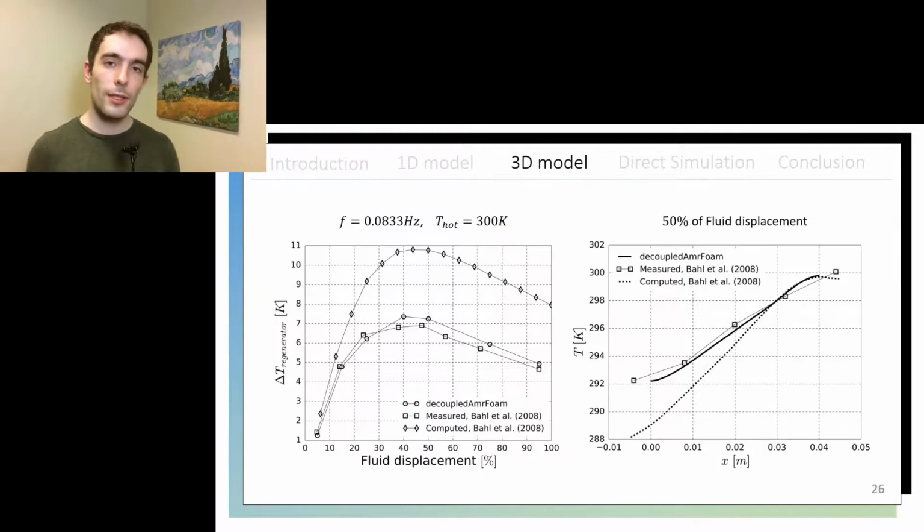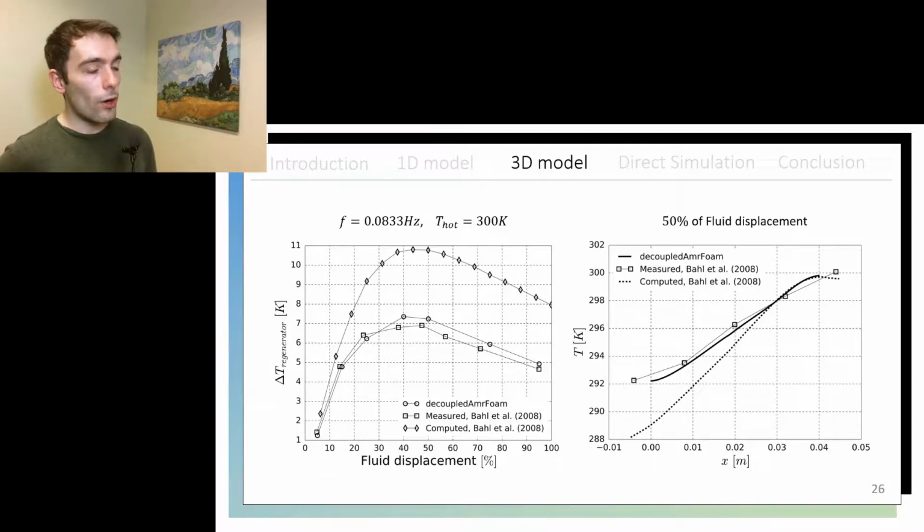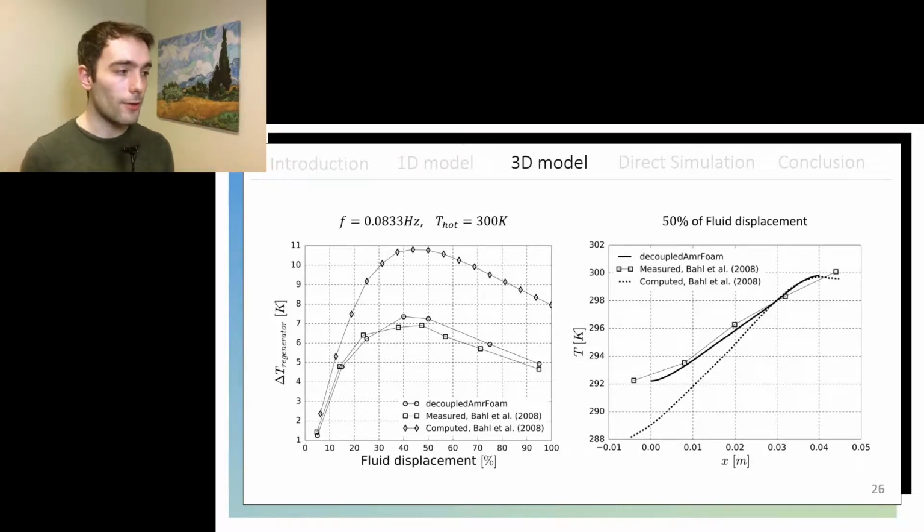So on this slide you can see the solution of the regenerator. On the left would be the temperature span of the regenerator at zero cooling load plotted against the fluid displacement of the fluid surges. And on the right would be the temperature profile of the regenerator for a 50% fluid displacement. On the left you can see how the solution is plotted for 3 cases: the circles would be the solution given by decoupled AMR foam, the squares would be the measurements by Ball et al., and the ROMs would be the solution given by a 2-dimensional solver produced by the same authors that did the experiments. And well, they give 3 reasons why they observed those discrepancies.